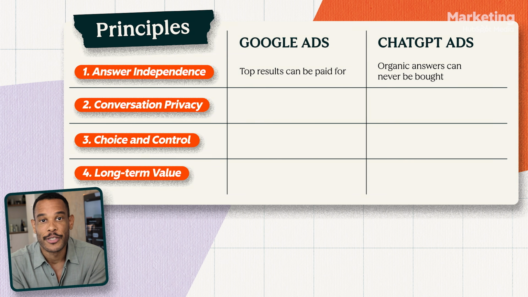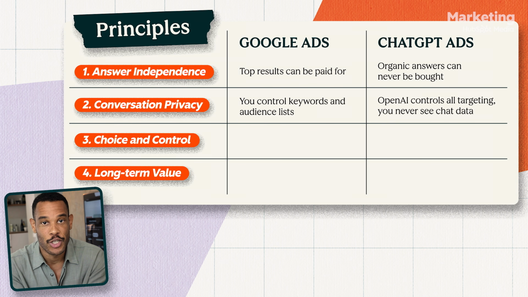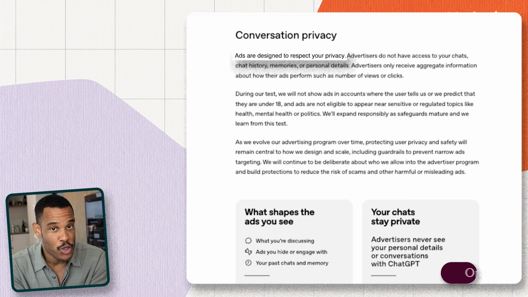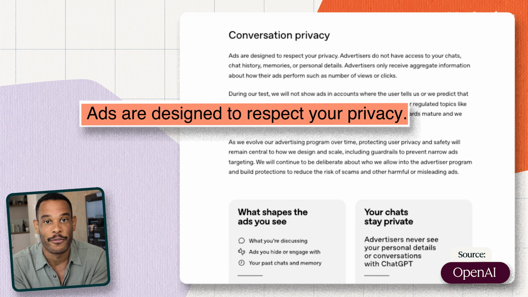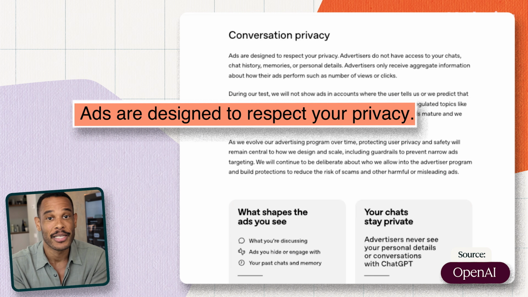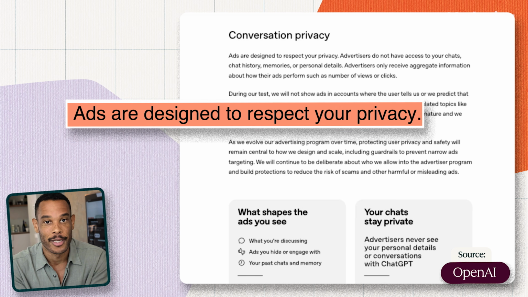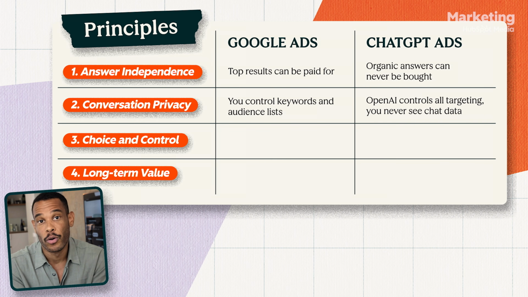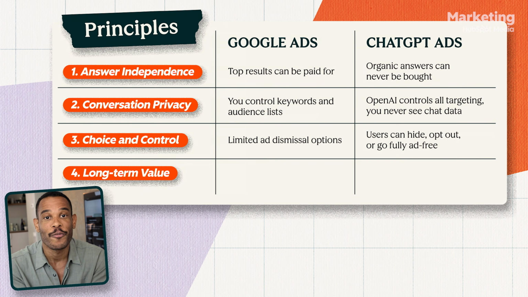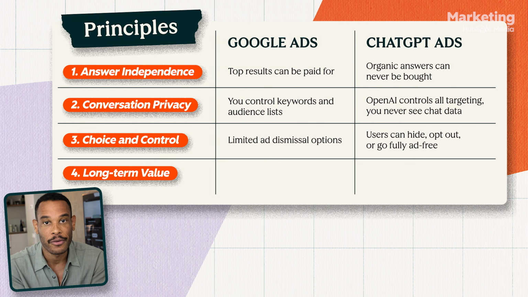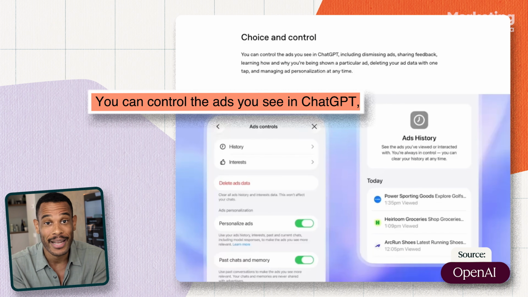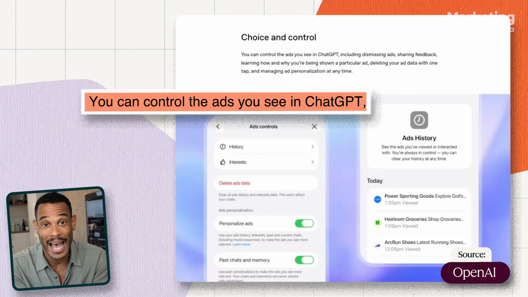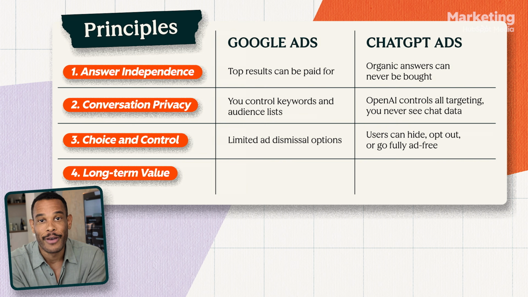Principle 2, conversation privacy. Advertisers never see chat content, not the question, not the history, and not the memory, which means big brands cannot use their first-party data advantage here. You map intent patterns, OpenAI does the targeting. Everyone starts from the same place. Principle 3, choice and control. Users can dismiss your ad, turn off personalization, or go fully ad-free. A generic ad from a major brand gets dismissed just as fast as a bad ad from a small one. Relevance wins here. Principle 4, long-term value.